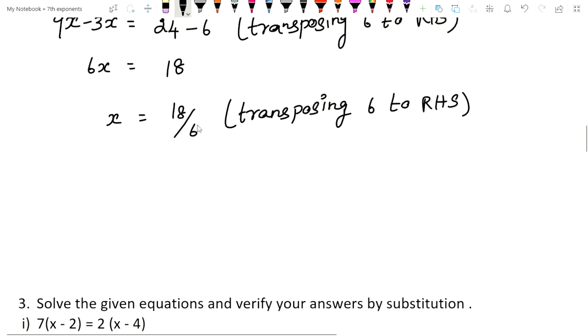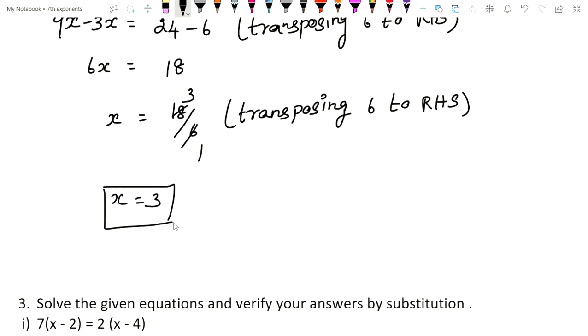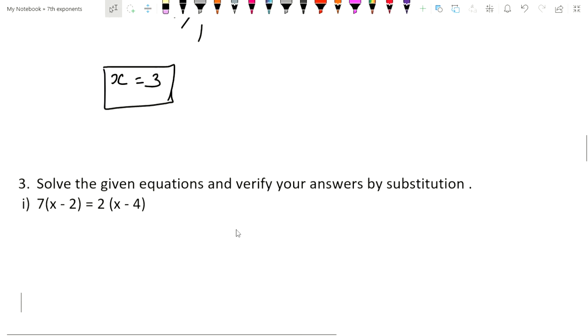So divide this, 6 ones are 6, 6 threes are 18. So therefore x equal to 3. What is the answer? X equal to 3. Is it clear, children? See the next one.